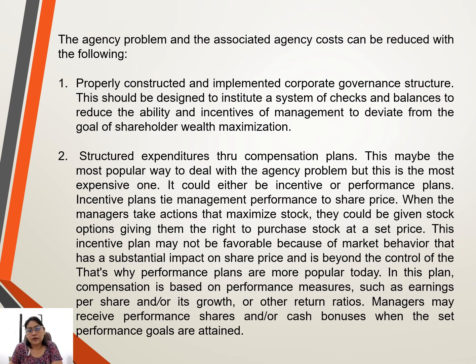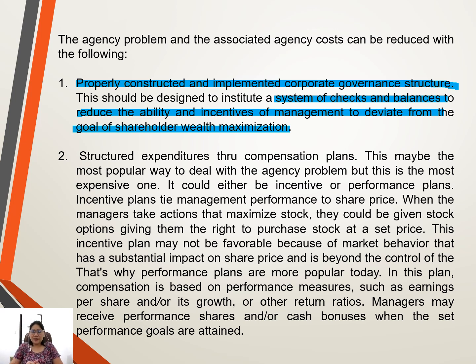Yan. So agency problem and the associated agency cost can be reduced with the following. So paano daw maiwasan ang agency problem at yung cost na kaakibat nito? So ito yung mga pwedeng gawin. Properly constructed and implemented corporate governance structure. Ayan. So meron dapat maayos na corporate governance structure wherein it will have a system of check and balances to reduce the ability and incentive of management to deviate from the goal of the shareholder wealth maximization. Ano ba mga example nito?